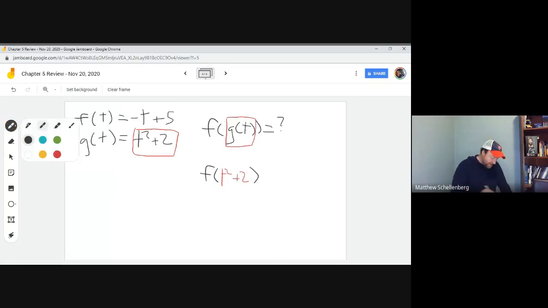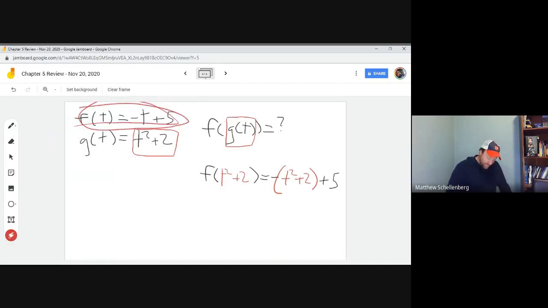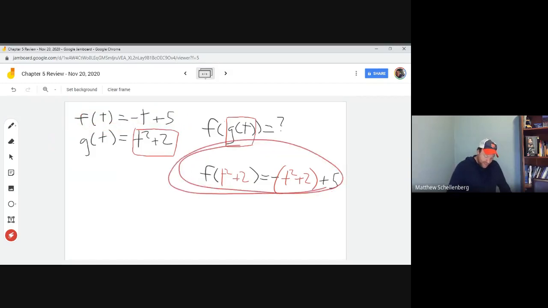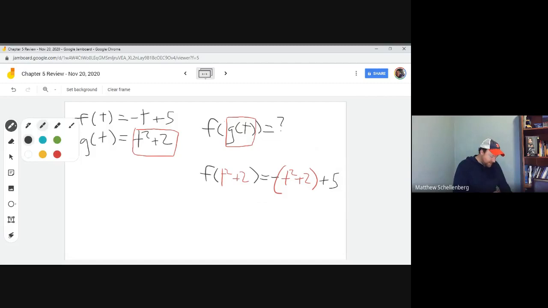So that means that, I wish I'd moved it over a little bit, but that's okay. This is minus t plus 5, right? Minus t, but t is actually t squared plus 2 now, plus 5. Notice how this f function here is the same thing as this. The only thing that changed is I replaced t with t squared plus 2. Why? Well, because that's what g of t is, and that's what we found here. So we're just going to replace that. And now it's just a matter of simplifying.